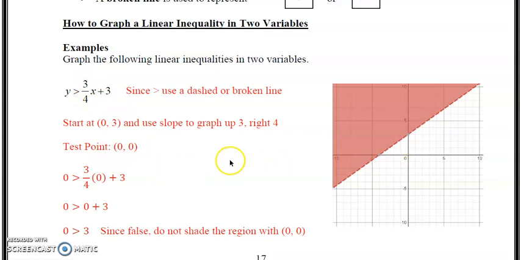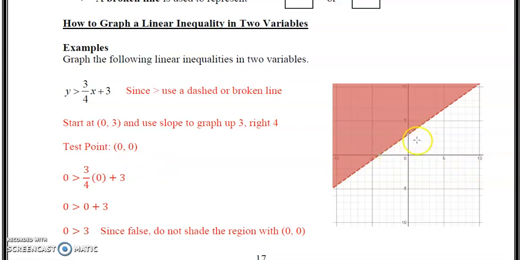And then we use a test point. You may recall the test point tells you which side you're going to shade, the left or the right. This allows you to determine where you're going to shade. So I use (0, 0). You can clearly see here that it's not on the line.